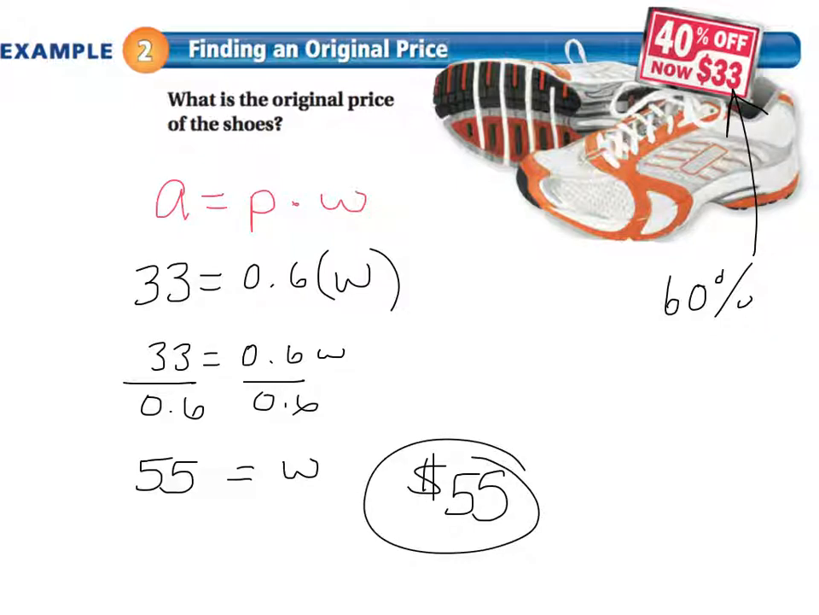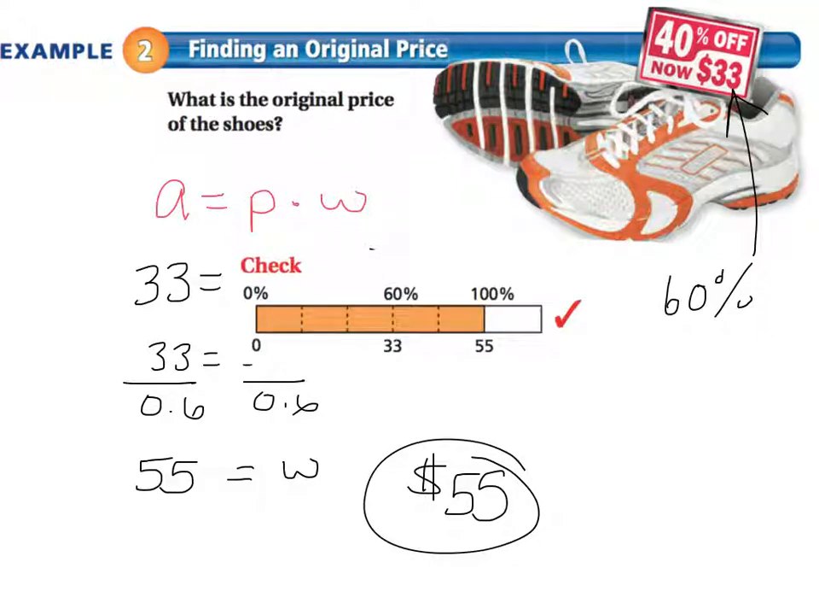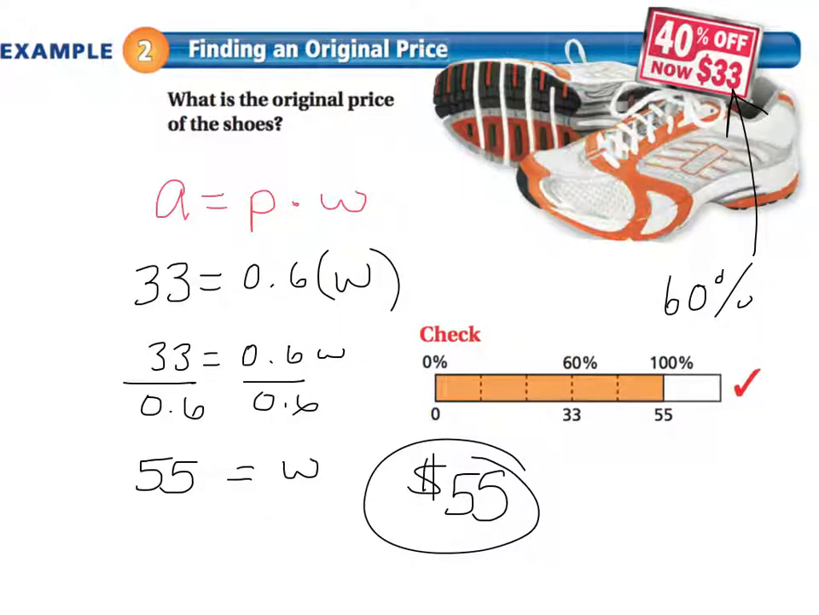If you wanted to check that on a tape diagram, it says right here, 55 is the 100%. So we'd start with $33, 60%. So you could take 20, 40, 60, 80, 100. Realize what's a third? If this is a third here, 1, 2, 3. A third of 33 is 11. So 11, 22, 33, 44, 55. So 100%, the original amount is $55.